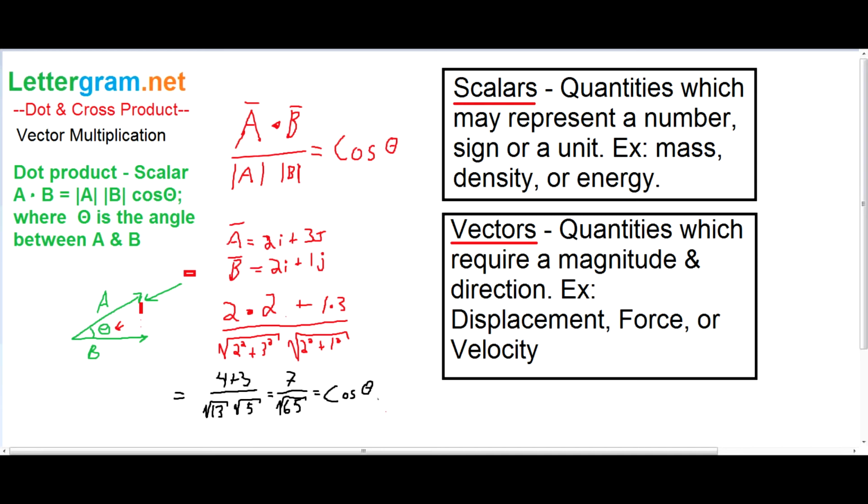Which if we do cosine inverse of 7 divided by the square root of 65, will give us theta, which is the angle between the two vectors. And this is the dot product rule.